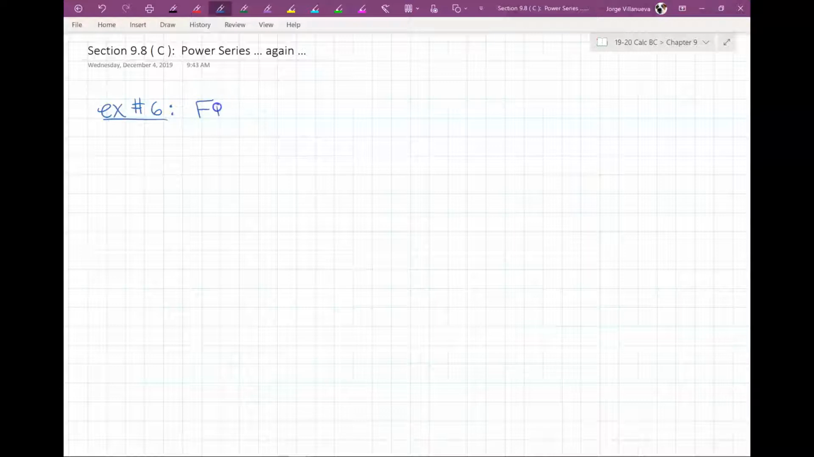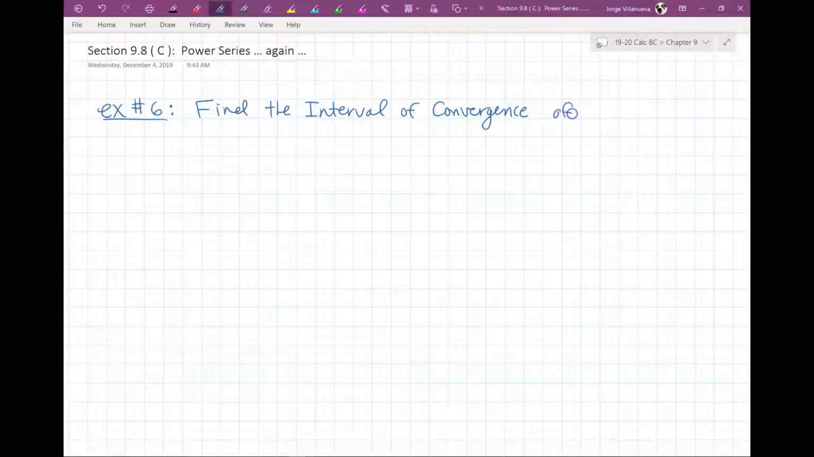So we're going to find the interval of convergence of, and here's your series, n going from 0 to infinity of -1 to the n times x plus 1 to the n over 2 to the n.